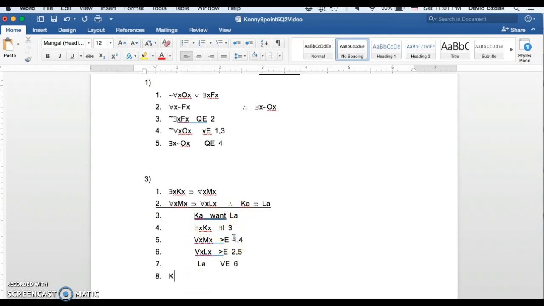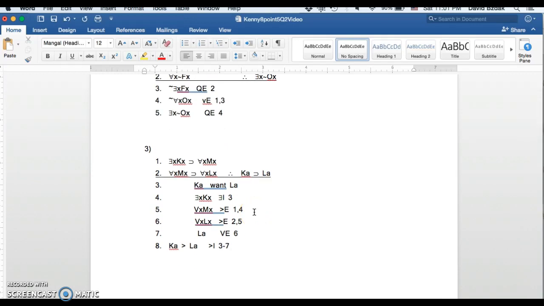So we go back to our original scope line, KA then LA, and that's by conditional introduction 3 through 7. So again, the conditional introduction as well as the negation rules that involve subderivations work exactly the same as in propositional logic.